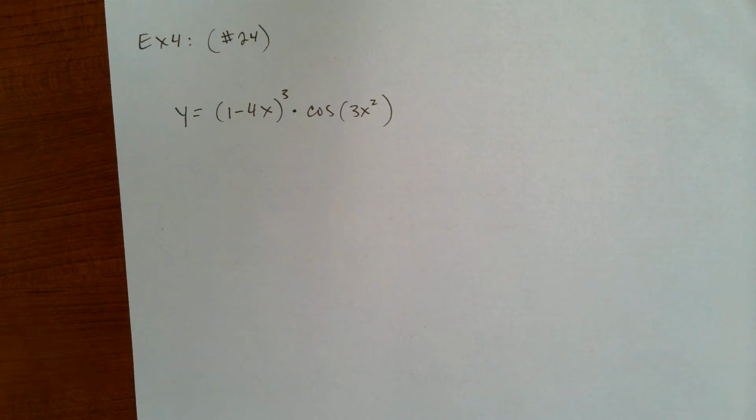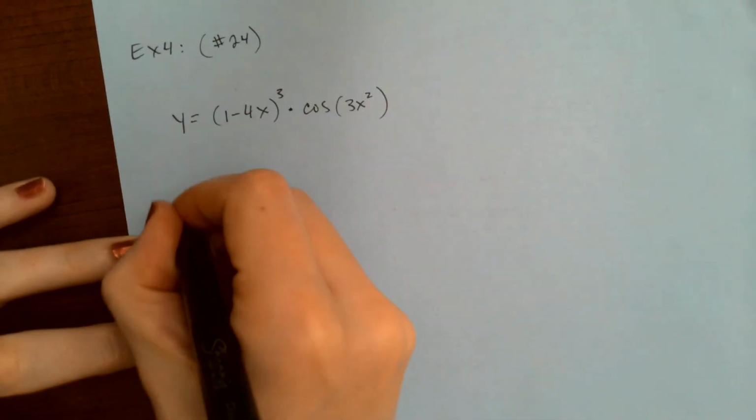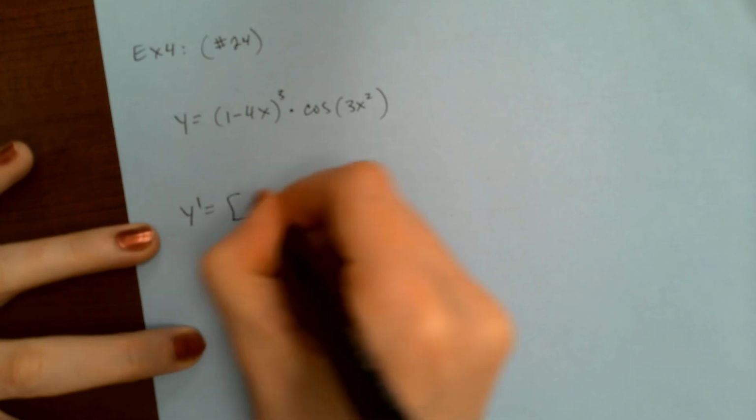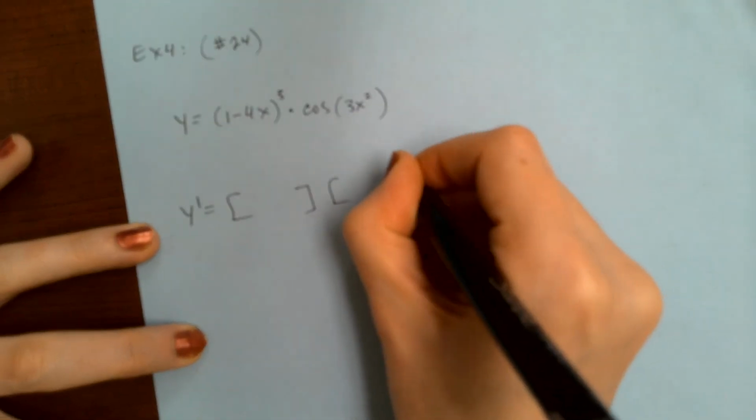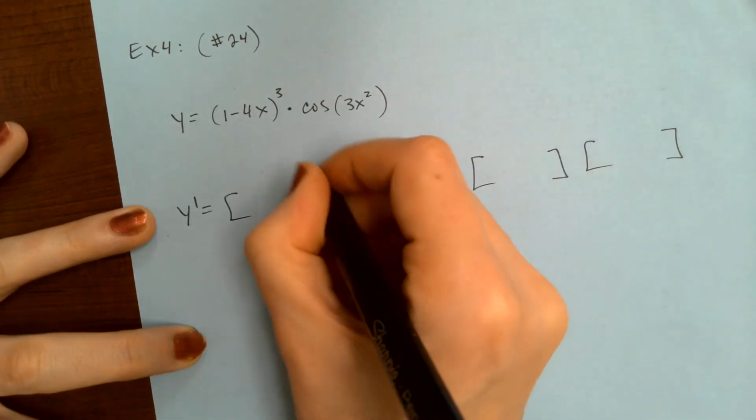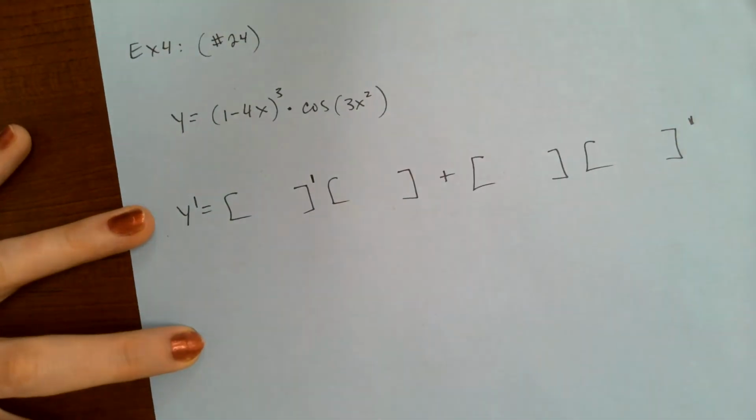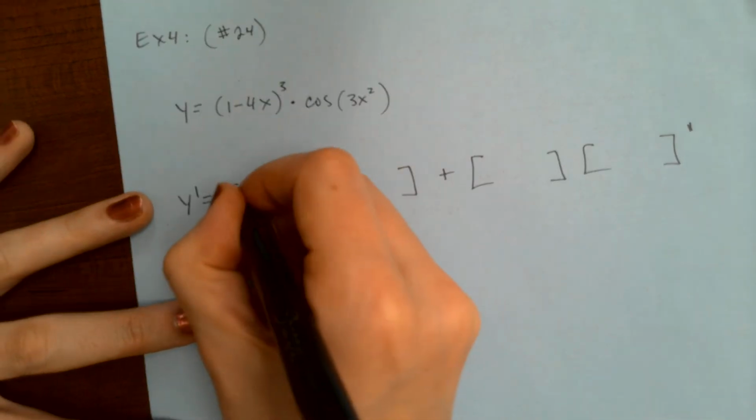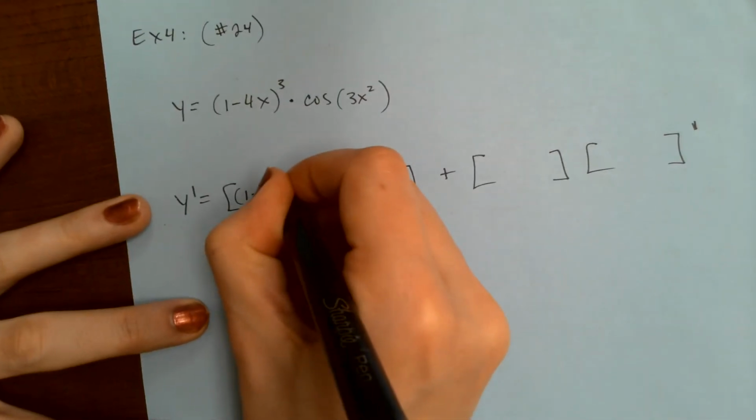Okay, so this is number 24 from the practice. These are all from the practice, and they're even numbers because I'm just going to ask you to do at least the odds. So this time, we have to take the derivative of a product of two functions. So this means you're going to have to use the product rule. So I need a bracket and a plus, and then two more. Prime on the first bracket, prime on the last bracket. Then I just put these things inside. 1 minus 4x cubed.